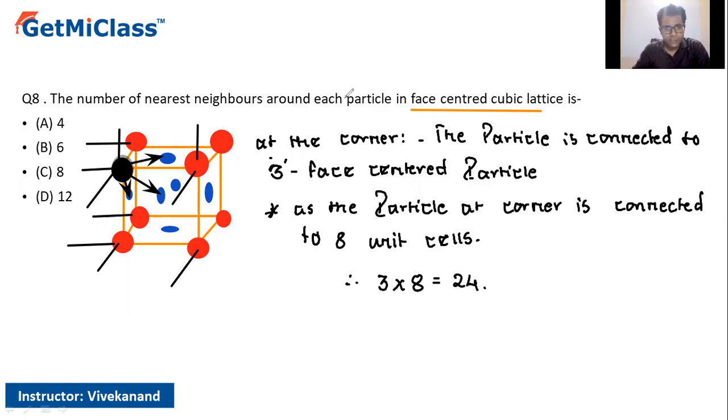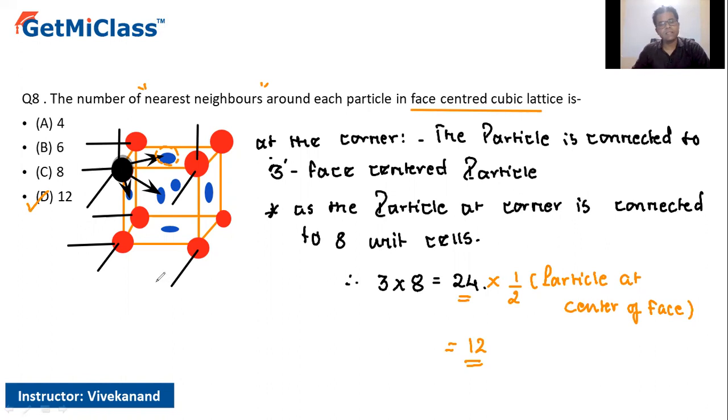But here is a twist. Now if I'm going to select this particular particle, it is shared by 2. So as every single particle at the center of a face is shared by 2 unit cells, what we are going to have is 24 into half, that is going to be 12. So therefore, it is going to have the nearest neighbors as 12. So therefore, our answer here is D.